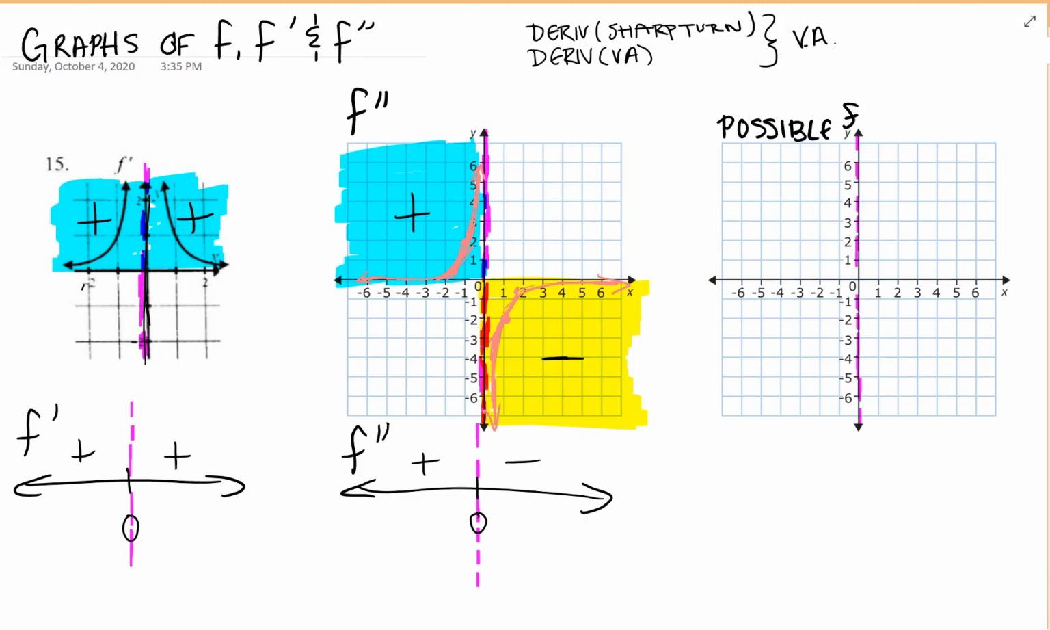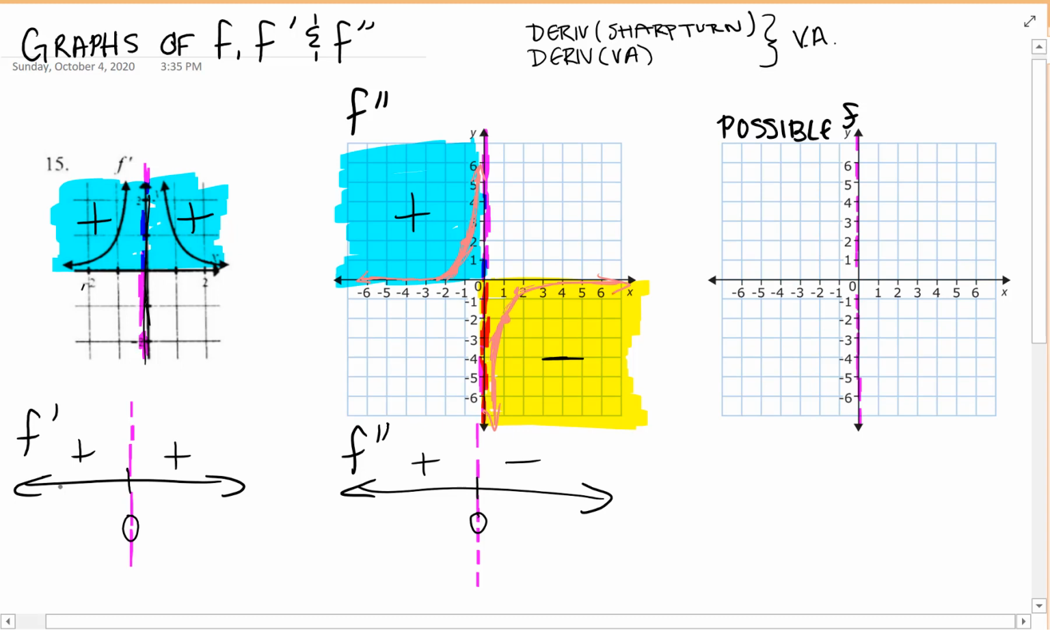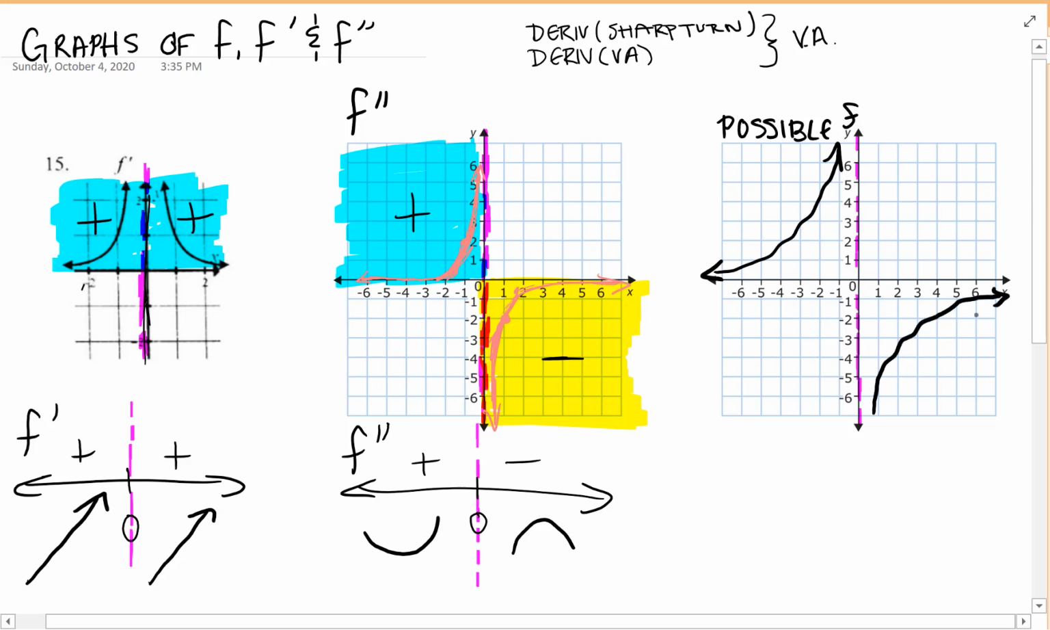To the left of x equals 0, f should be increasing and concave up, and I know it's rational. So there's just my sketch. I'll check later. To the right of 0, the graph of f should be increasing, but it is also concave down. A rational function that's increasing, concave down. This is my estimate for what the graph of f could possibly look like.